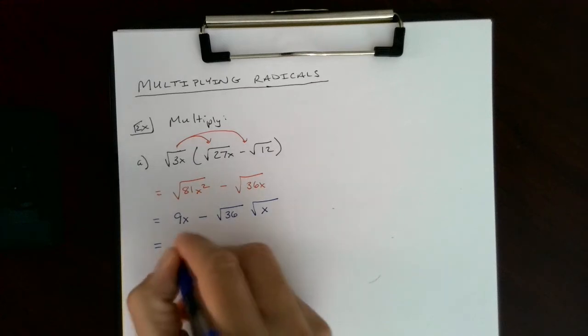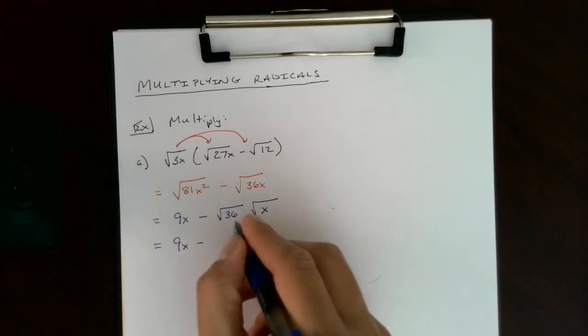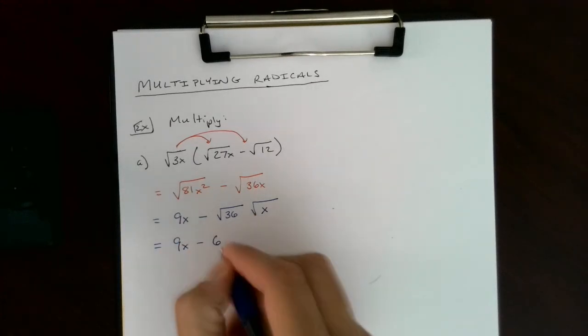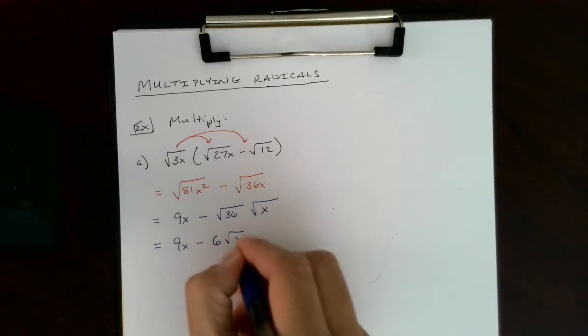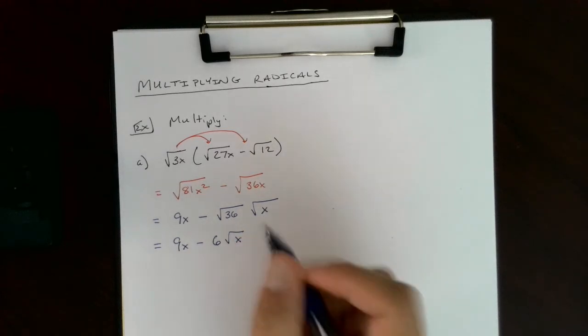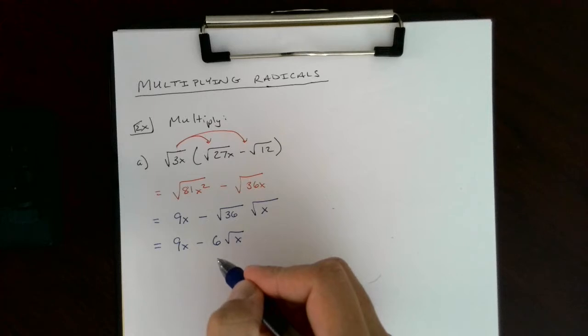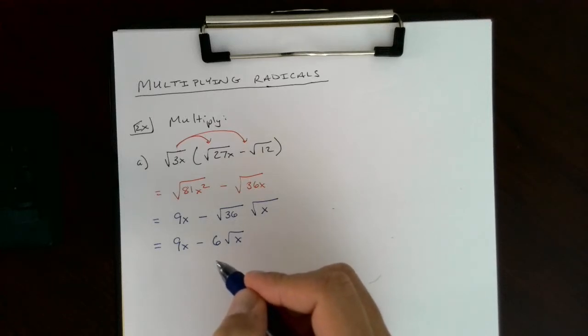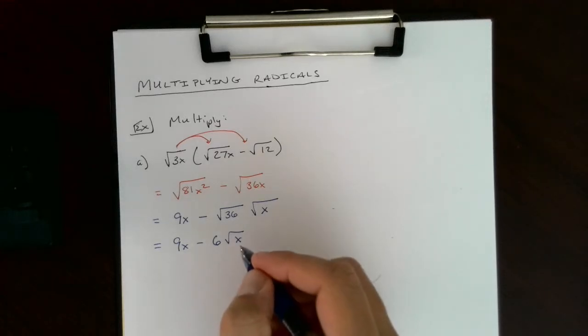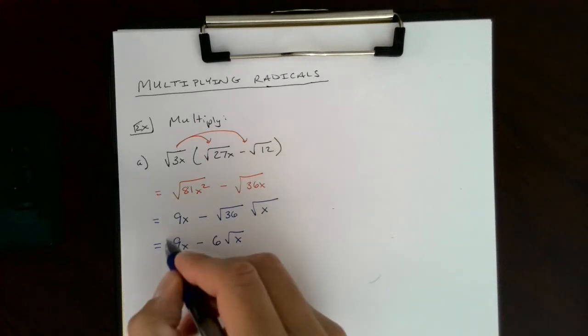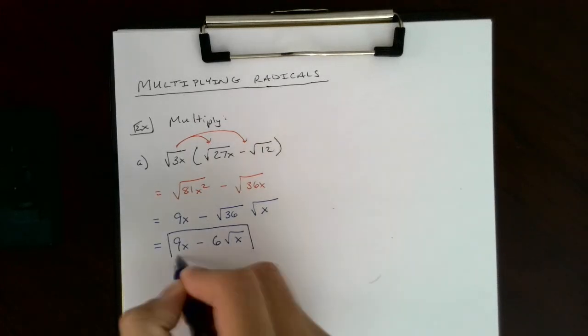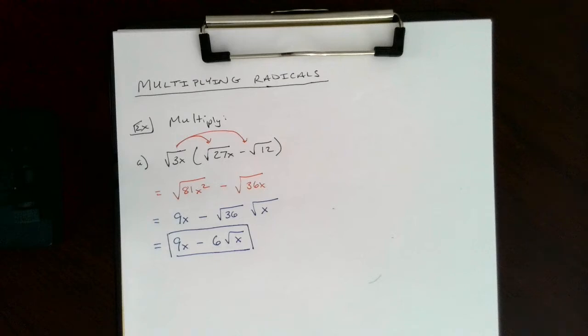And then we simplify here: 9x stays 9x, minus the square root of 36 is 6, and the square root of x stays square root of x. Now, you can't combine these, they aren't like terms. You can only combine them if they're like radicals, like we saw in the previous section on addition and subtraction. So right here, that's it. It doesn't simplify any further, you leave it.